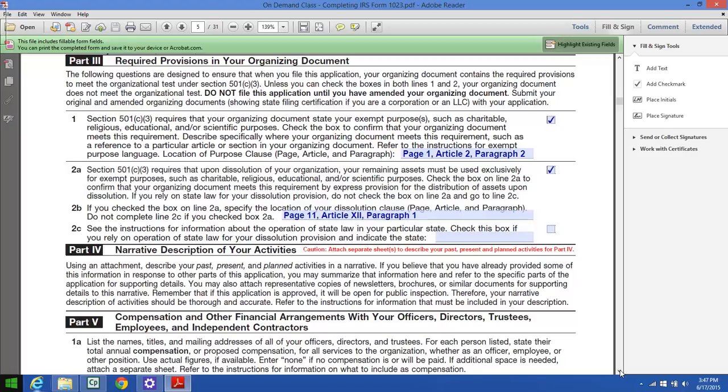And you want to refer the representative reading your application to the exact location in your articles of incorporation where you stipulate that you are going to donate your assets upon dissolution to an organization that meets the exempt purposes. So we're stating here that if you look at my articles of incorporation, page 11, article 12, paragraph 1 is where I stipulate how we are going to distribute our assets if the organization is ended. So we don't need to use 2C because we're not using state laws to do this. We're just going to do it through our articles of incorporation. And so you can leave 2C blank.